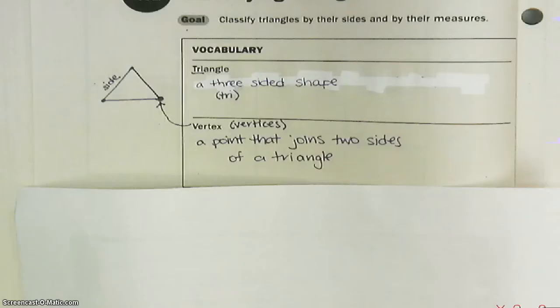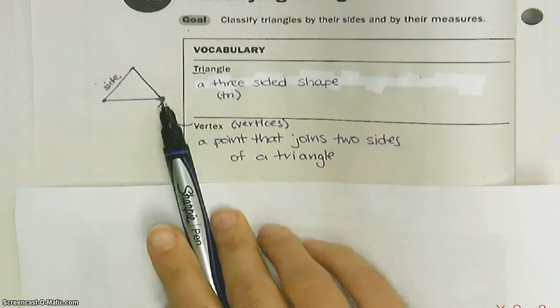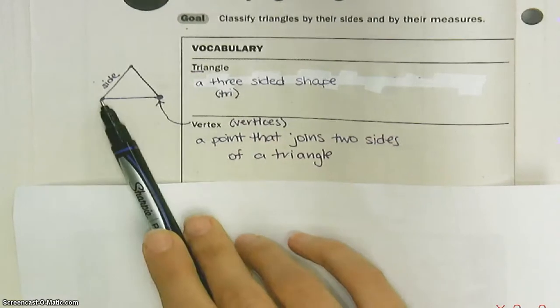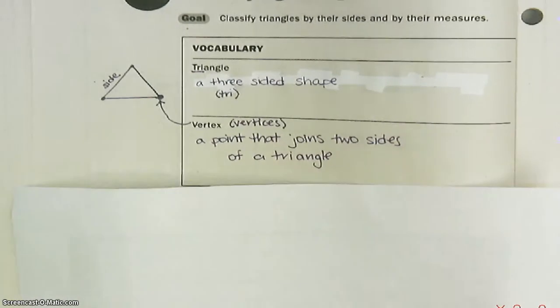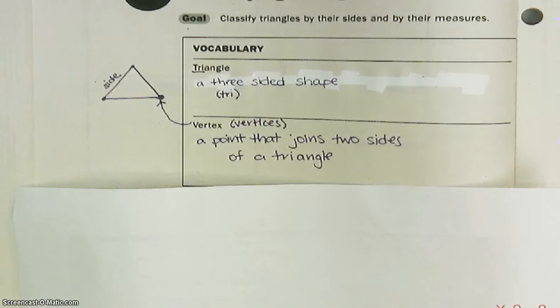A vertex, or plural, vertices, are the points that join the two sides. So here's a vertex. And all of them together are vertices. So one vertex, two vertices. They're like the elbows of the triangle, just like with the angle.